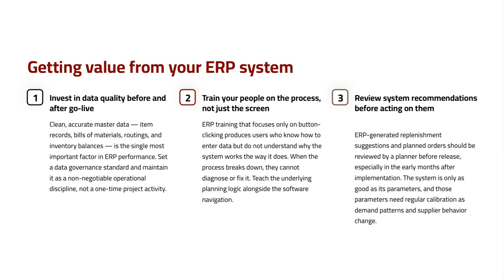Next, focus on training your people not just on the software screens, but on the underlying processes. When users understand the planning logic behind the system, they can better diagnose and fix issues instead of just knowing which buttons to click. Finally, always review system recommendations before acting on them. Early on especially, planners should verify ERP-generated replenishment suggestions because the system's accuracy depends heavily on the correct parameters, which need regular updates as demand and supplier behaviors change. This careful oversight helps keep your ERP working effectively over time.